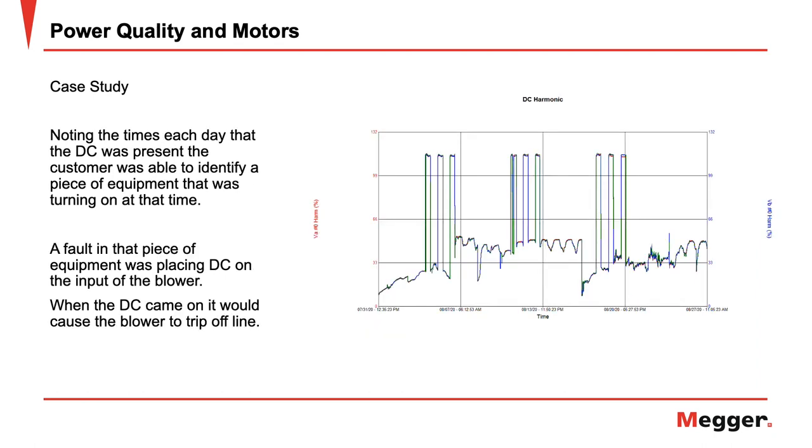Noting the times each day that the DC was present, the customer was able to identify a piece of equipment that was turning on at that time. A fault in that piece of equipment was placing DC on the input of the blower. So when the DC came on, it would cause the blower to trip offline.